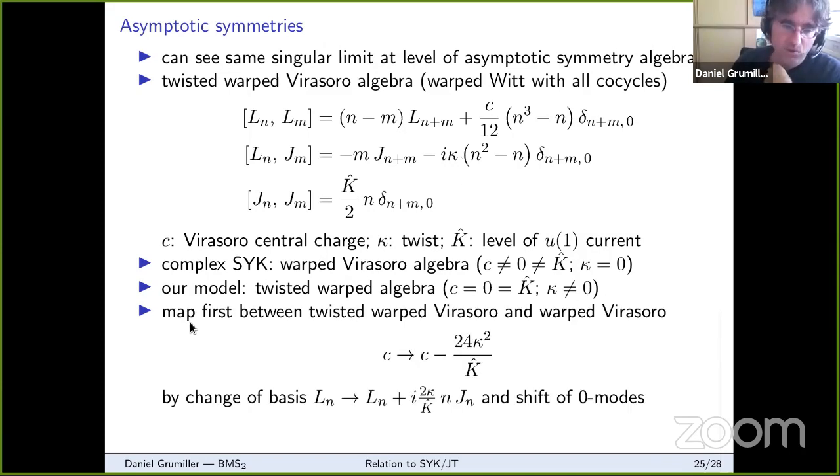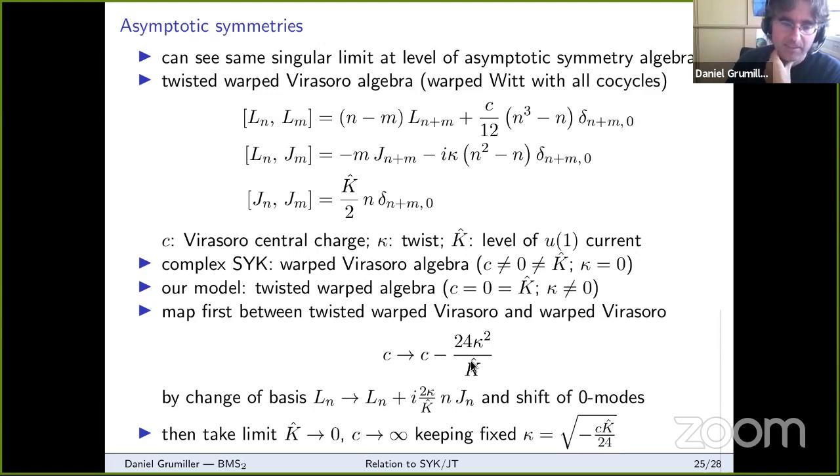And you can map first twisted warped Virasoro to warped Virasoro in this way, and then take the limit where k hat goes to 0 and c to infinity, keeping fixed this ratio, and then you go over to the twisted warped. So the same limit that worked at the level of the action also works for the symmetry algebras.